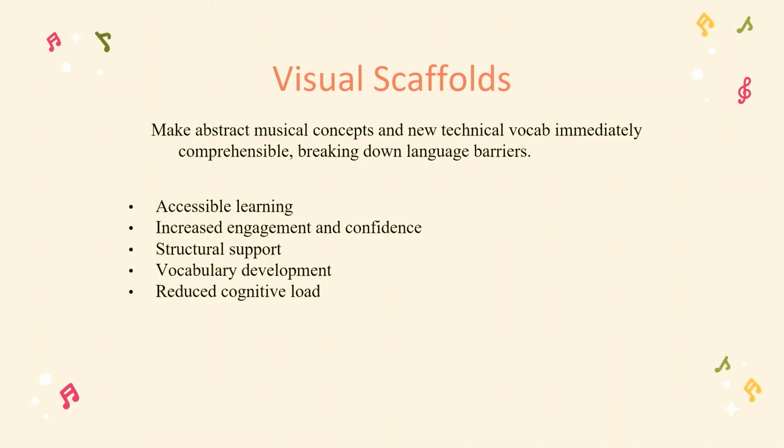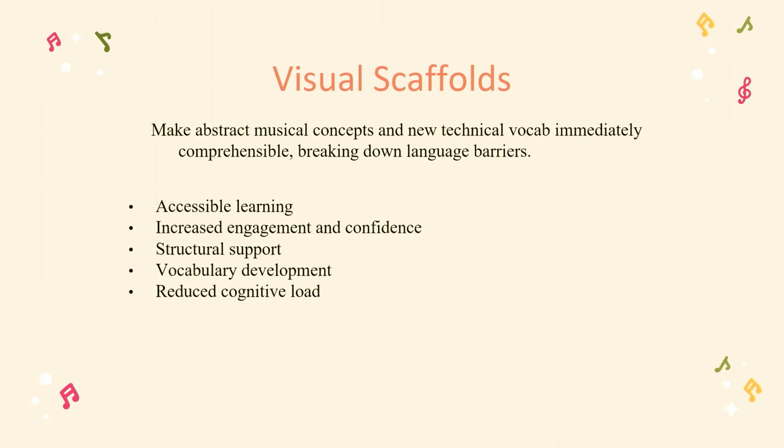Another way we can do this is with volume. When we are discussing volume, of course, use the musical terms like piano and forte, but when you're explaining these, maybe whisper for piano and then yell for forte. It's giving them other visuals and giving them better examples so they can understand it.